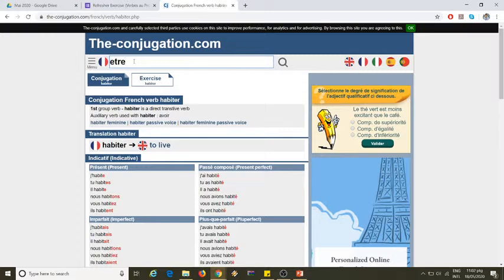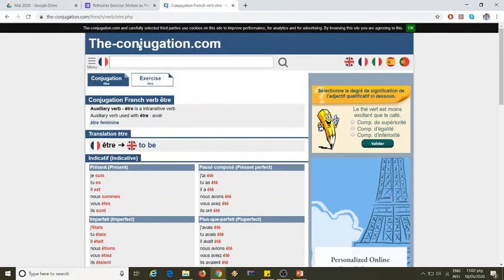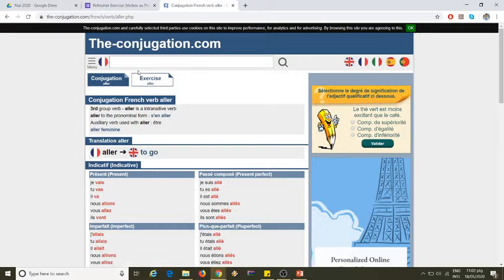Être. So, you guys just go to the present. Here, être, to be. Korang boleh tengok dia punya conjugation dia macam mana. Je suis, tu es, il est, nous sommes, vous êtes, ils sont. Apa lagi verb yang kita dah belajar? Aller, for example. So what do we have here?